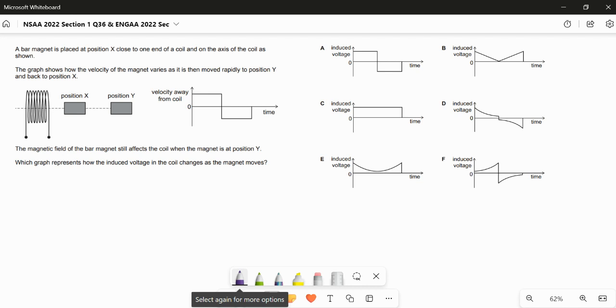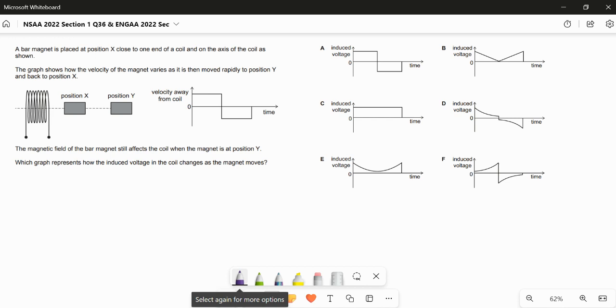A bar magnet is placed at position X, close to one end of a coil, and on the axis of the coil is shown. The graph shows how the velocity of the magnet varies, so it stays constant going away, then changes direction, moves back from Y to X. The magnetic field of the bar magnet still affects the coil when the magnet is at position Y. Which graph represents how the induced voltage in the coil changes as the magnet moves?